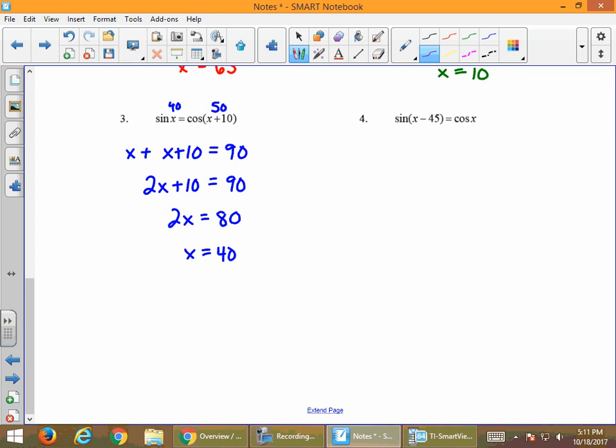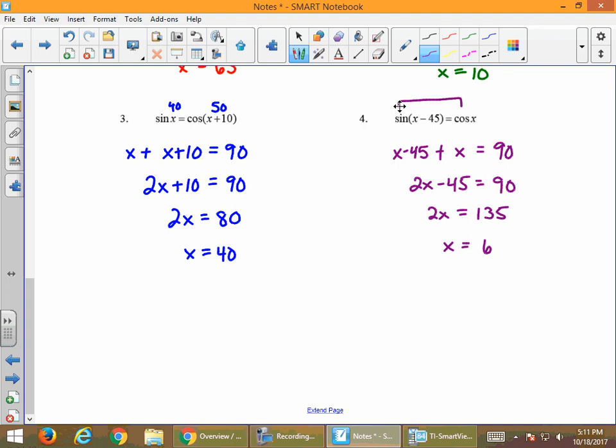And you'll see that the sine and the cosine are set equal, which means my angles have to add up to 90. So I have x minus 45 as my first angle. X is my second angle. They have to add up to 90. They have to be complementary. So x plus x is 2x minus 45 equals 90. Add 45 to both sides. 2x equals 135.